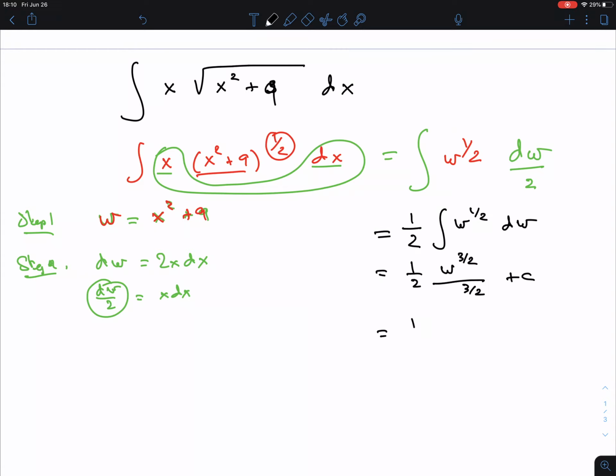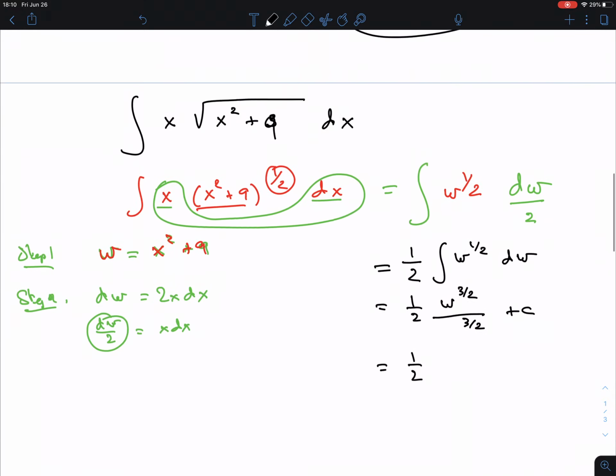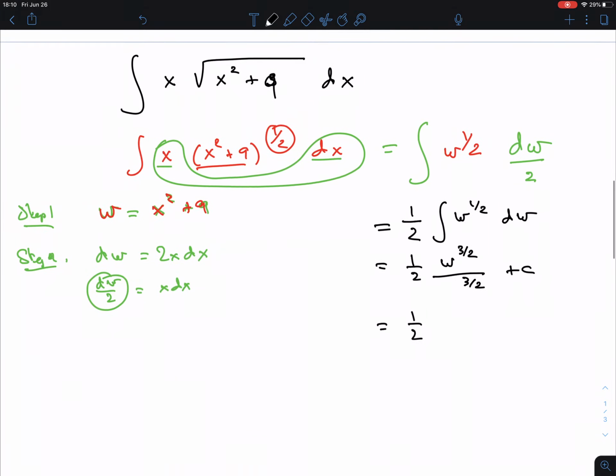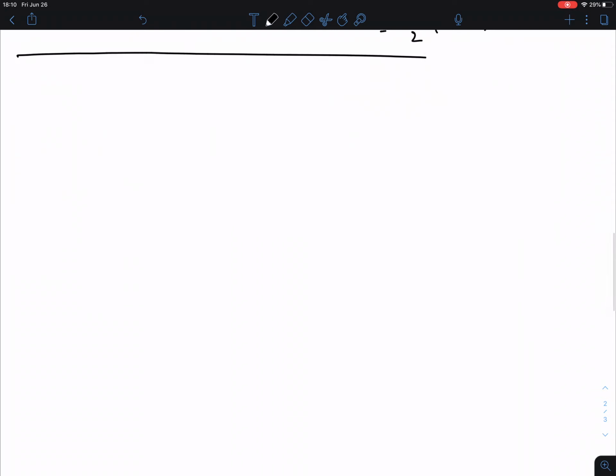But what I care about is that you have to give your answer using the original variable, which was x in this case. So in other words, the w is not acceptable here. We have to replace it by x squared plus 9 to the power 3/2 plus constant. All right? Okay, so let's do a few more examples.